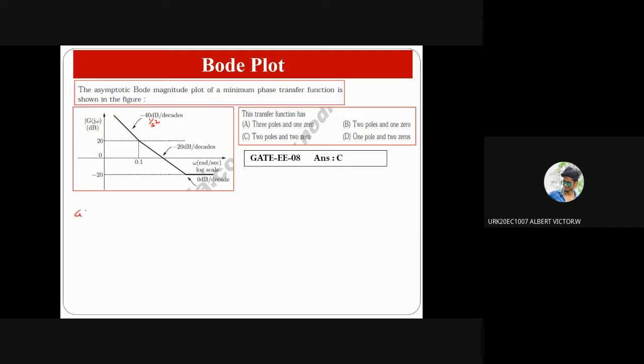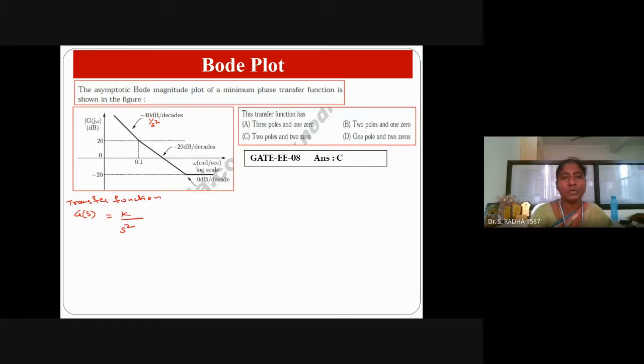I will start writing the transfer function for the given diagram. Okay. So G of s equal to K by s square is the beginning one. Next, the slope is changing from minus 40 to minus 20. Minus 40 to minus 20 means we are adding plus 20 for this change. Plus 20 is given by a numerator factor. So 1 plus sT1, I am adding a first order factor in numerator, which will give that plus 20.